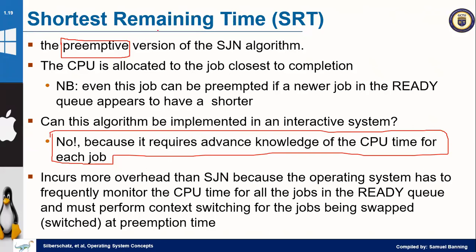Now, this algorithm incurs more overhead than shortest job next because the operating system has to frequently monitor the CPU time for all the jobs in the ready queue. There's too much trouble for the operating system. At every CPU cycle or every interrupt, it has to calculate the remaining time of all the jobs in the ready queue. It's a lot of work for the CPU. Are you with me?